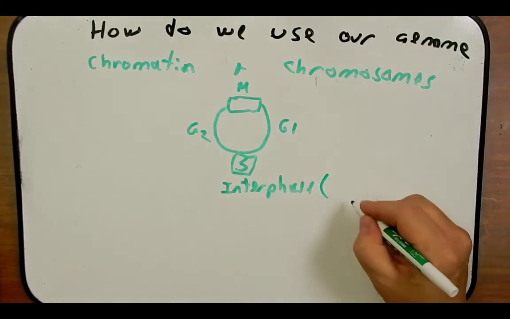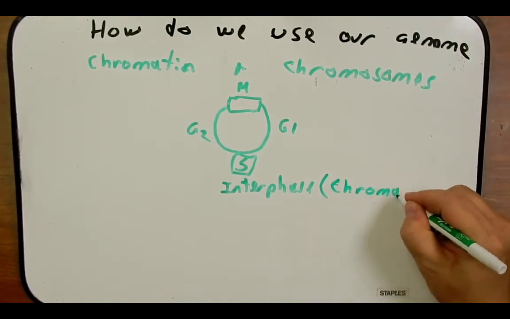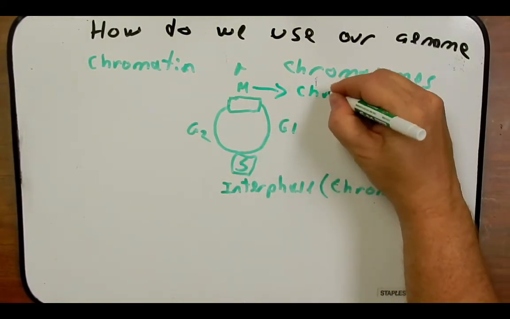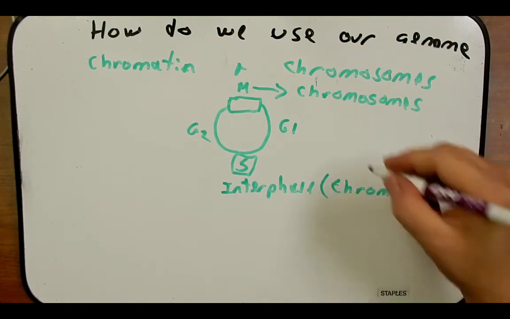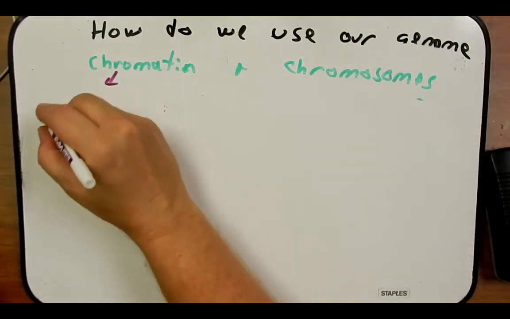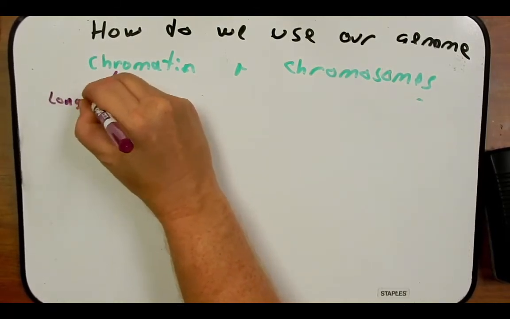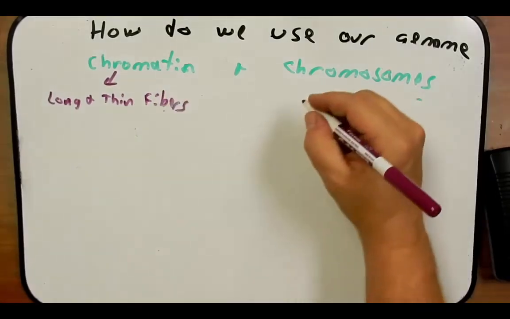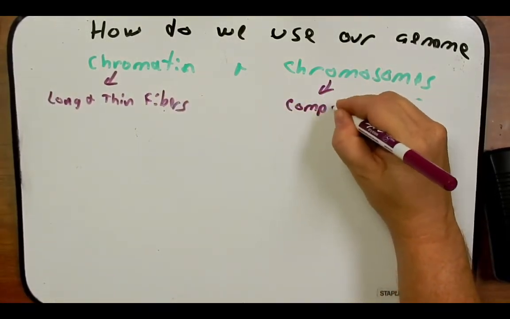During interphase, G1, S, G2, the DNA is packaged up into chromatin. And we'll come back to that in a little bit. During M phase, it's packaged up into chromosomes. So what's the difference? Let me list a few. For chromatin, we'll list over here, it will appear as long and thin fibers, whereas chromosomes are very compacted structures.